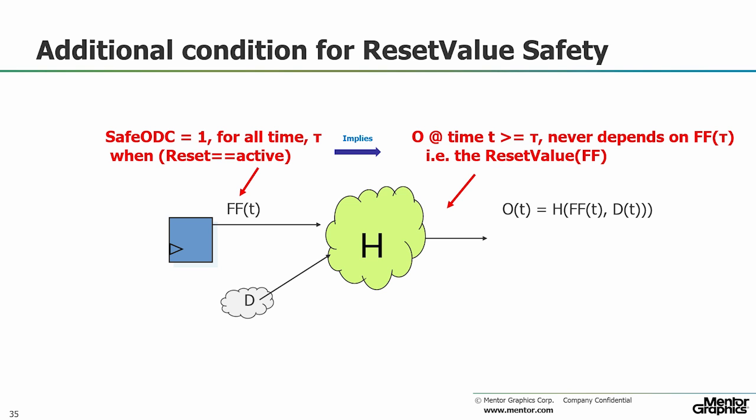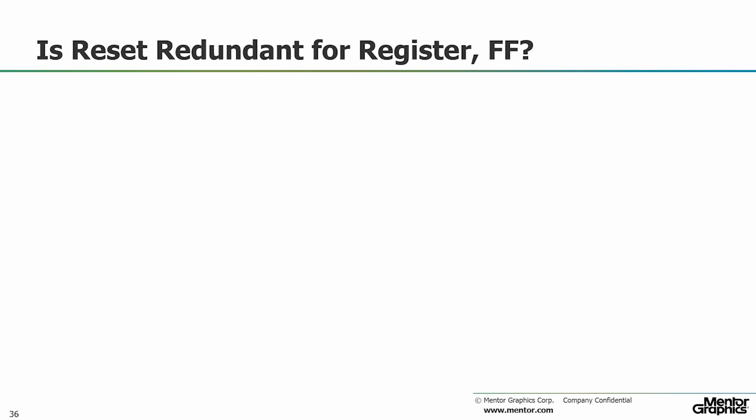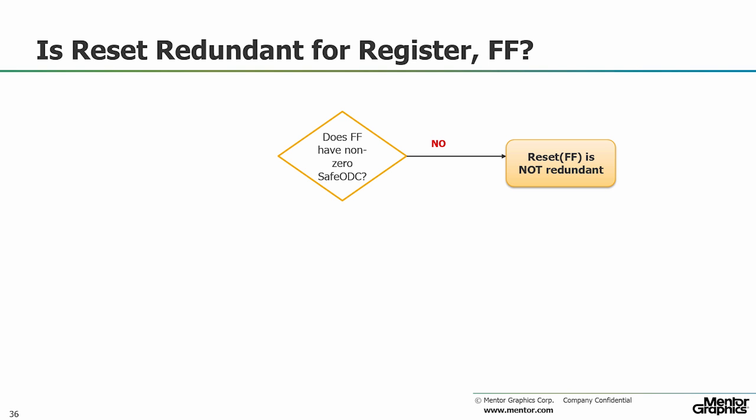Based on the additional property for the reset value safety, now let's look at when a register can be deemed as having redundant reset. The first property which is checked is whether the register has a non-zero safe ODC condition or not. If there doesn't exist any safe ODC conditions for the register, then the reset of that register would not be redundant.